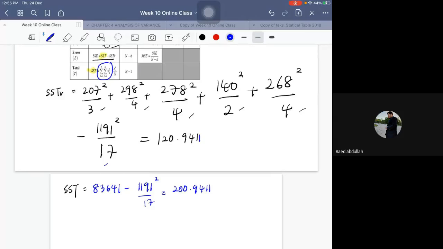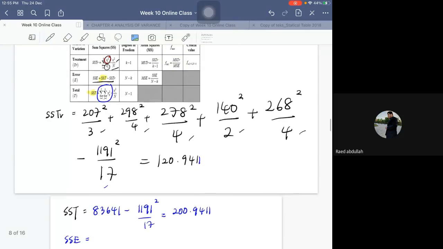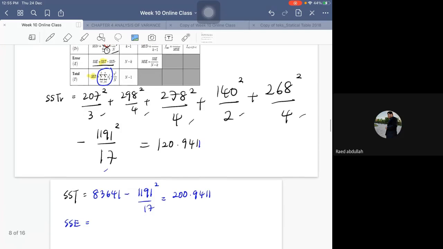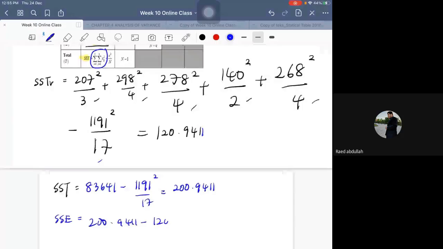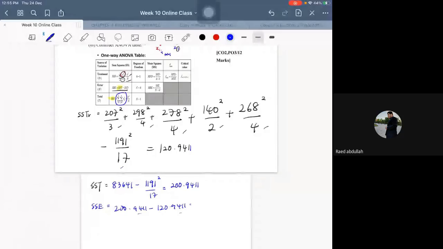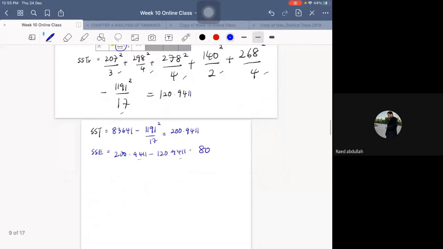So now that we already have SST, we can proceed to the value that we left before, which is going to be SSE. So which is given by SST minus sum of square treatment. So SS total is going to equal 200.9411 minus sum square treatment. So that is going to be 120.9411. So that is exactly the same at the back. So I'm going to have 200 minus 120. So that is going to equal exactly 80. That is going to be our sum square error.